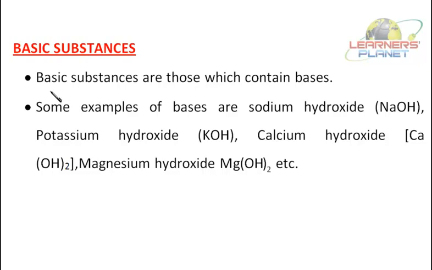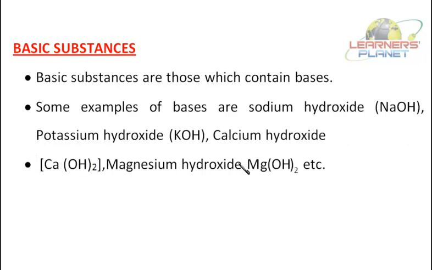Now there are substances which contain bases also. These substances are called basic substances. So basic substances are those which contain bases. Some examples of bases are sodium hydroxide, potassium hydroxide, calcium hydroxide, magnesium hydroxide. Right? So these are some of the examples of basic substances.